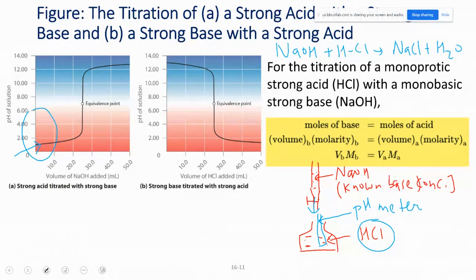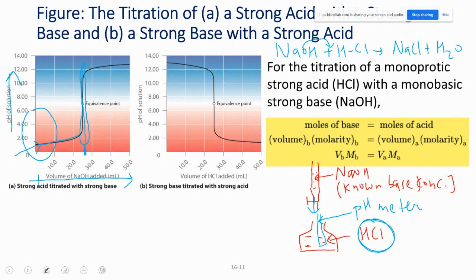Then as you add more base, what would happen to the pH of the solution? It still has a pH of 1 at first. That means when you add NaOH, the pH value is going to start increasing. Remember, pH is my y-axis, and the volume of base that I've added is my x-axis. And then at a certain point, let's say when you're adding 25 mL, the change from 25 to like 26 mL is going to start being constant in the pH of the solution.